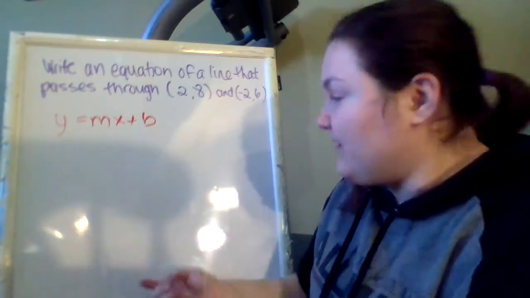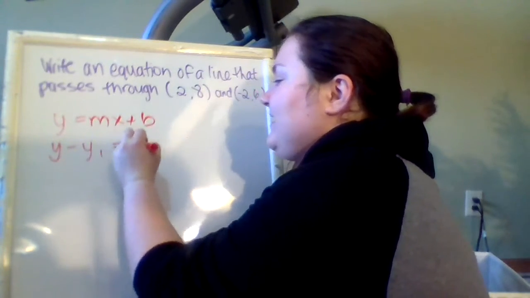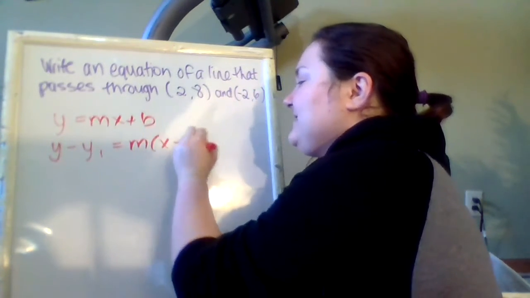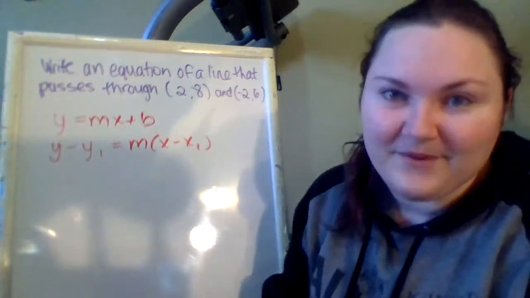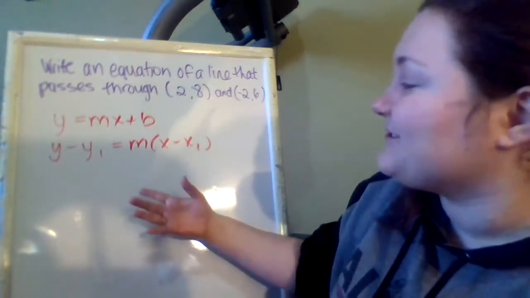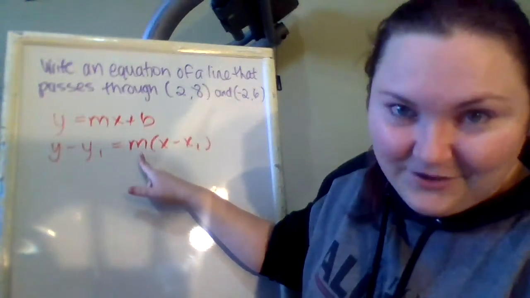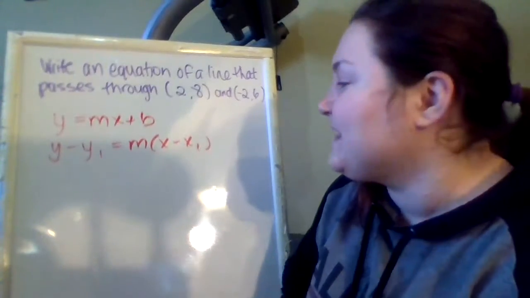And then the other formula we have says y minus y1 equals m times x minus x1. This formula is called point-slope form. Point-slope form because you guessed it, there's a spot for a point and there's a spot for a slope. So very creative names for these.